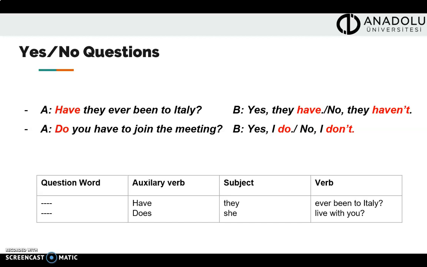Depending on the tense we use, we choose an auxiliary verb and then we change the places of the subject and the auxiliary verb to make yes/no questions. Have they ever been to Italy? Do you have to join the meeting?